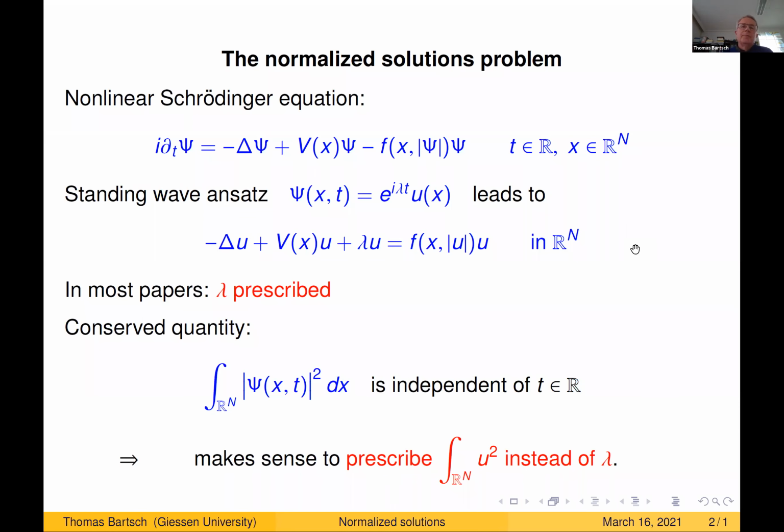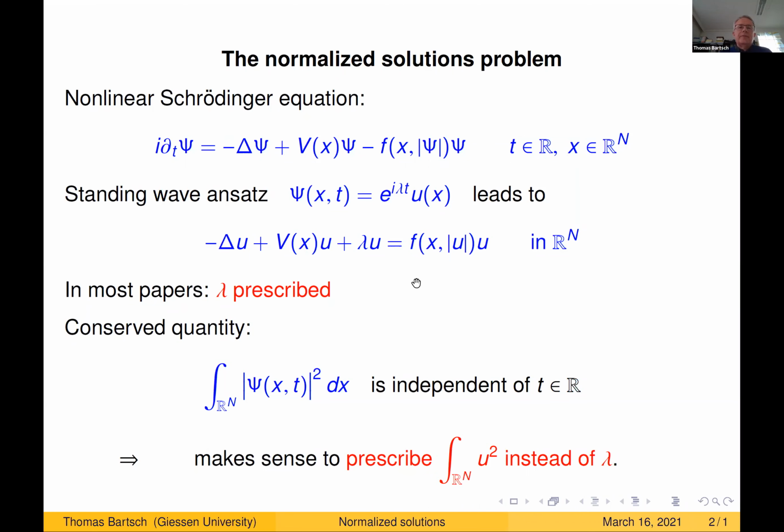And then about solutions of this, well, let's say there's a huge amount of papers since decades about solutions of this problem, but mostly in the case that this frequency parameter lambda is prescribed. You all know this. There are variational methods, topological methods, bifurcation methods, sub-super solution methods, all kinds of approaches to find solutions of this.